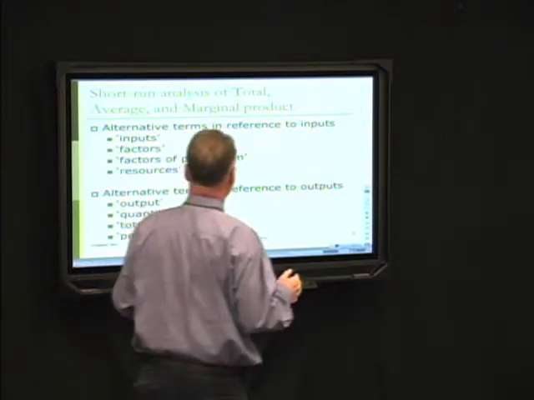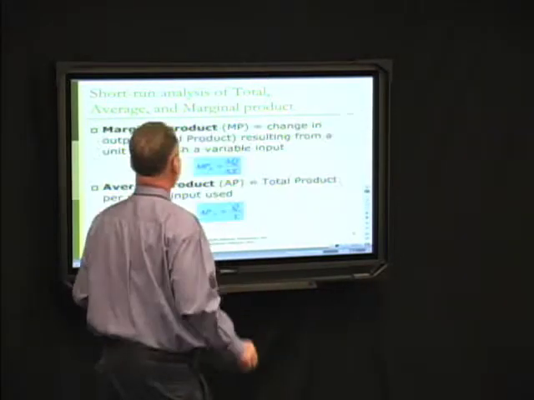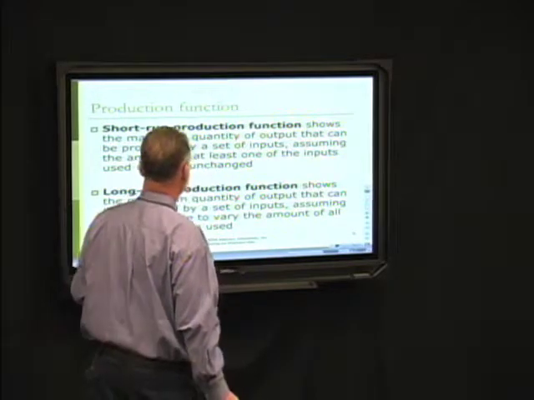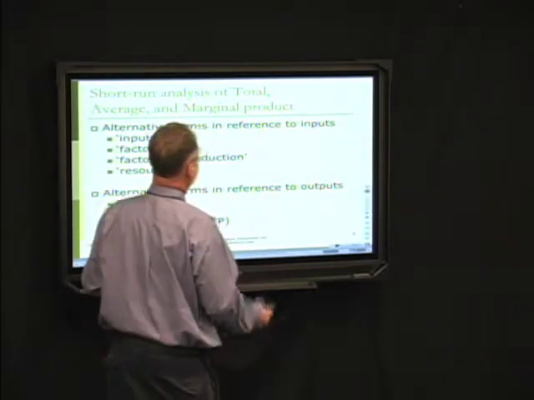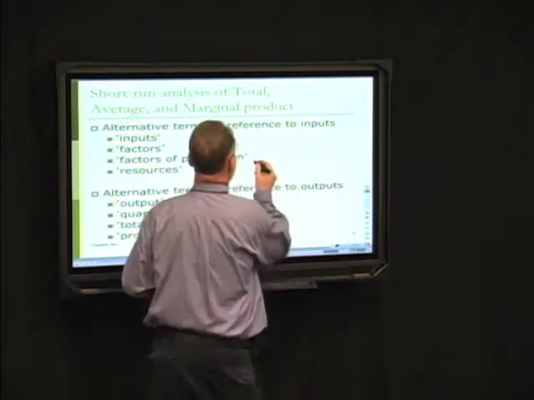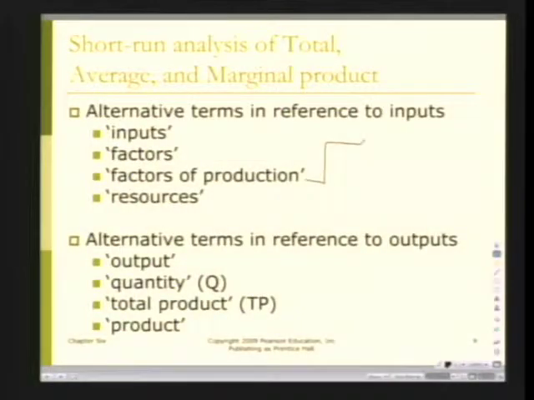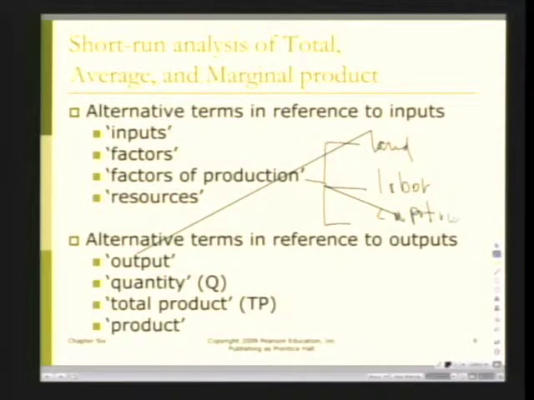Now, in terms of the factors of production, let me see if I put that up here. No, I didn't. So let's go back here. In terms of the factors of production, again, normally what we see would be land. Okay? We would see labor. And then we would see capital. Okay? Land, labor, and capital.